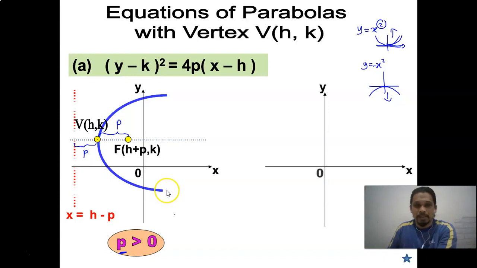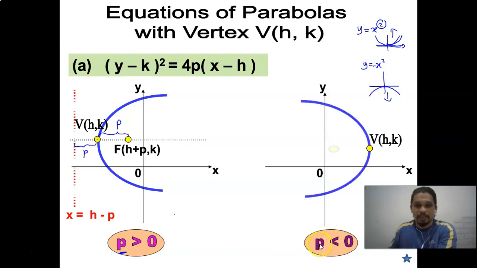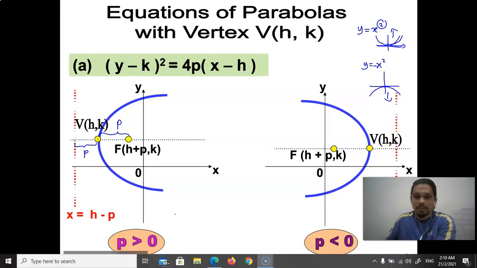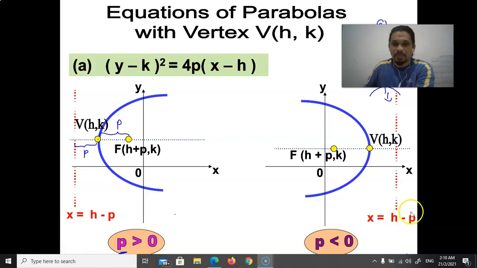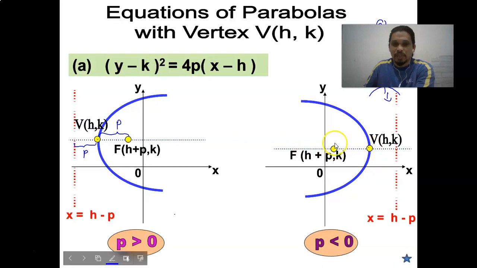Okay, so the next picture of this parabola is where p is less than 0, or p is negative. And the line of the directrix here is x = h - p. So the distance from the vertex to the focus point is p, and also the distance from this point to the line is equal to p.